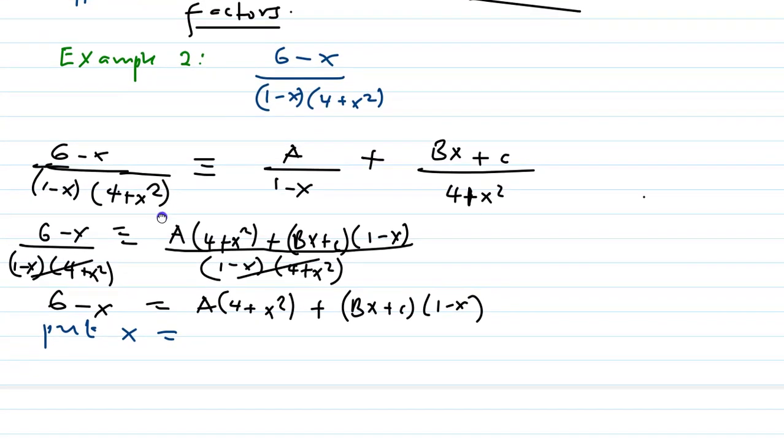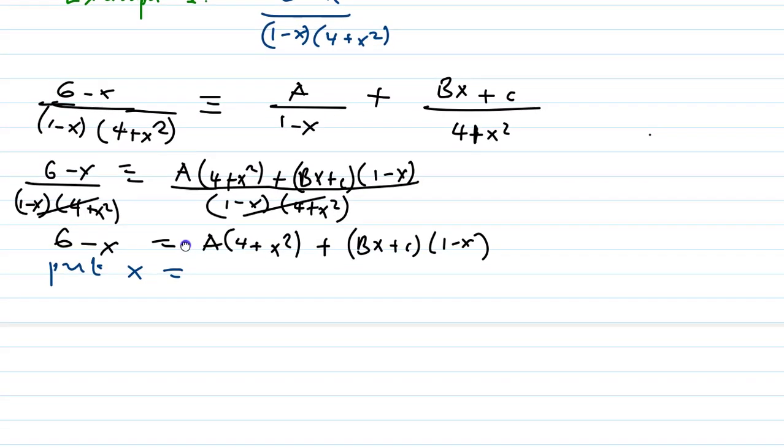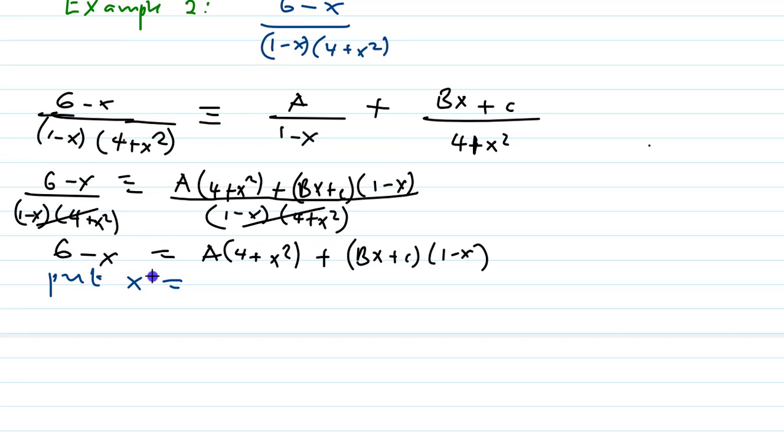Let's choose a nice value of x here. What value of x would you choose? Let's choose x equals 1. Yes, that's a nice one because it's going to make the whole of this part 0. So that's going to be 5 equals, wait a moment, this must be equivalent, not equals. So 5 equals, what do we have here? A into (4 plus 1), which is 5. So you can actually see that A is equal to 1.